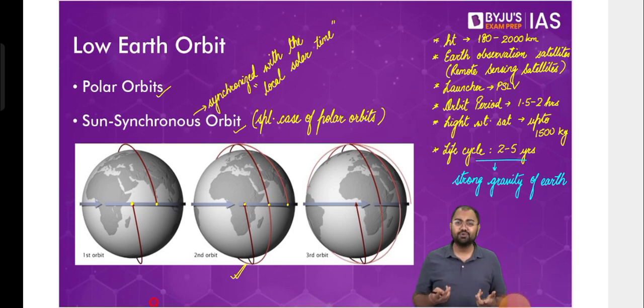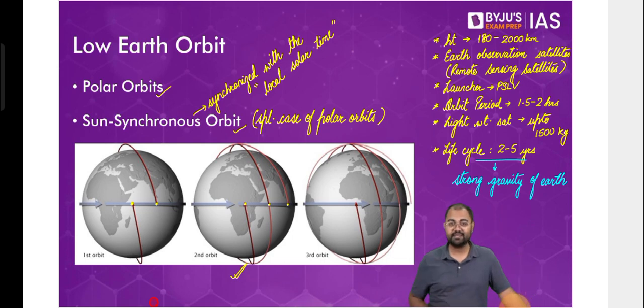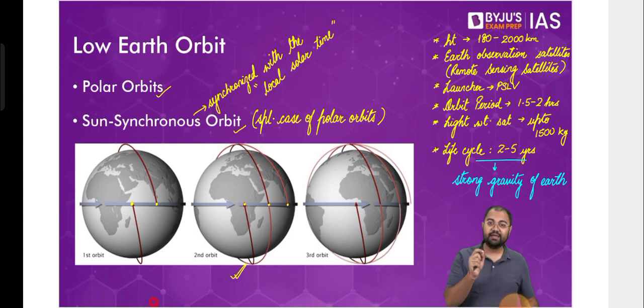Now the question is, why do this? Why are we so concerned about keeping it fixed? Why do we want it to come back to the same point at the same time 24 hours later? The reason is that this will help us have consistency in data. For example, let's say you have an Earth observation satellite for climate change studies. For climate change studies, you need to understand the conditions day after day, given all the other conditions remain the same. So when you are at 10 a.m., you know that the conditions at 10 a.m. will be more or less the same.